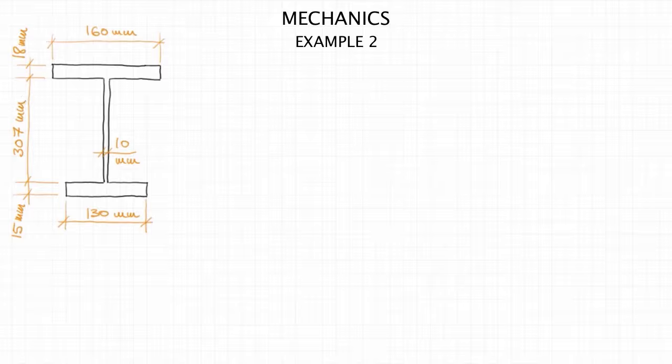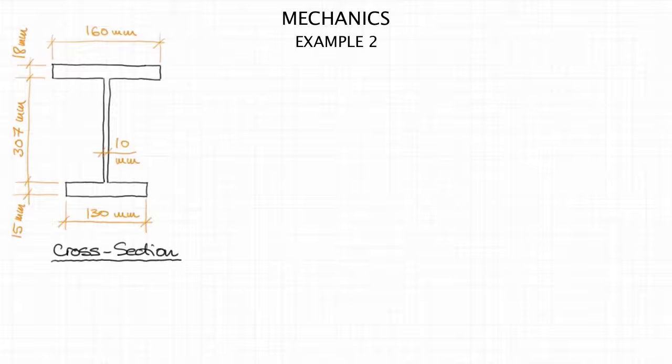The vertical part in between the flanges is called the web, and the height of the web is 307 millimeters. The thickness of the web is 10 millimeters. So this is the cross-section of, for example, a member, maybe a beam.